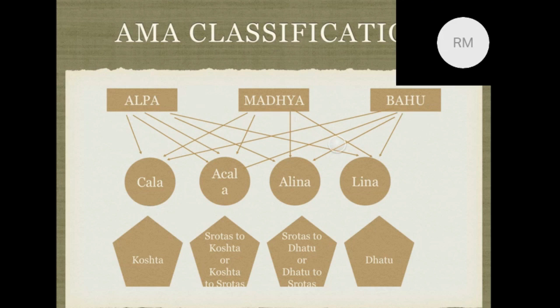And then we have to see whether it is hidden or visible, mobile or immobile. So depending on this, you can say qualitative assessment of Ama. So we assess Ama quantitatively, then qualitatively, and then you locate the Ama, where is it present? So in our previous class, we did discuss about this.